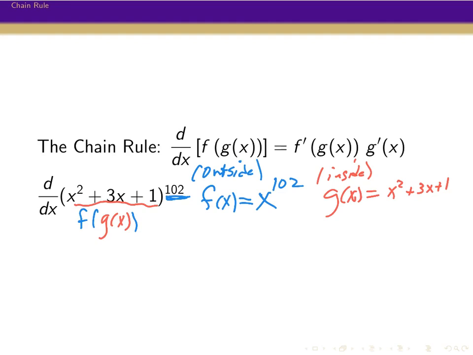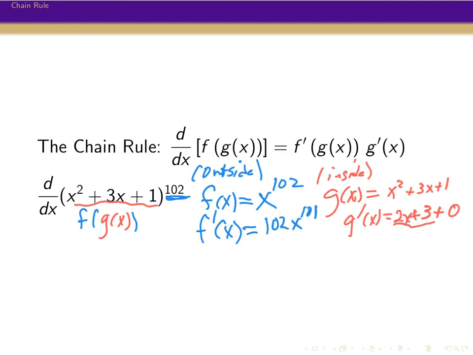Okay, so if we want to take the derivative of this, derivative of x to the 102, that's just the power rule. 102 comes down, x to one power less, so that's x to the 101. For g prime, we've got x squared plus 3x plus 1, taking the derivative of that, so just do it one by one. Derivative of x squared is 2x. Derivative of 3x is 3. Derivative of 1 is just 0. So really it's 2x plus 3. All in. Let's finish this off.